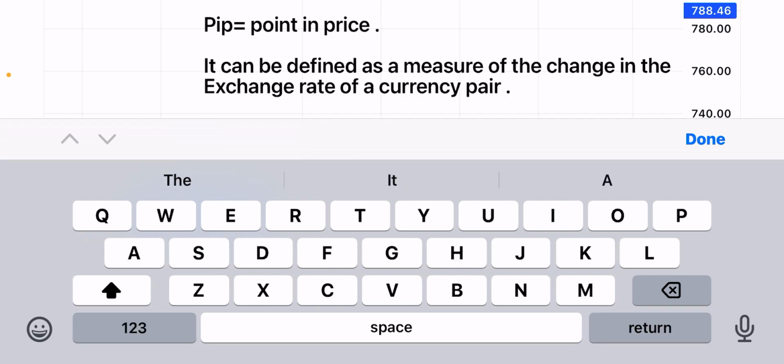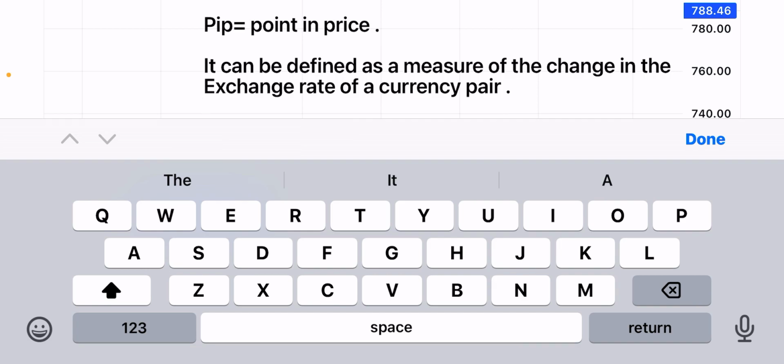So now we have known what a pip is. It can be defined as a measure of the change. So the measure means the difference, because everything they do for forex, they use pips to calculate. The money they get is in pips, and the money they lose is in pips. You understand? Pips are what we calculate.